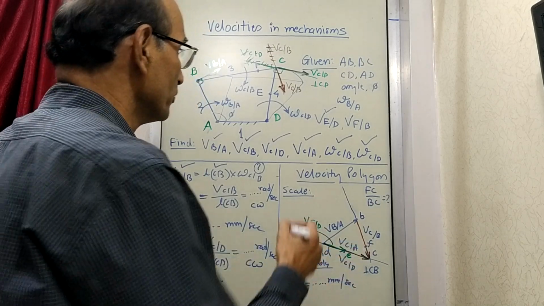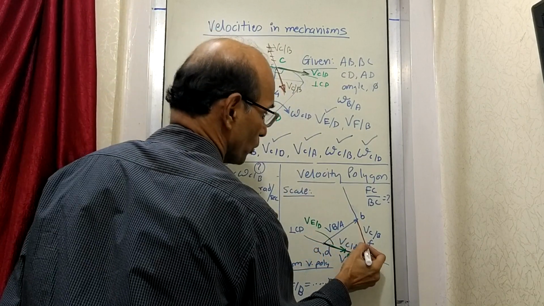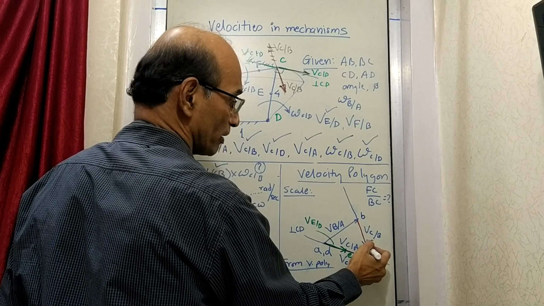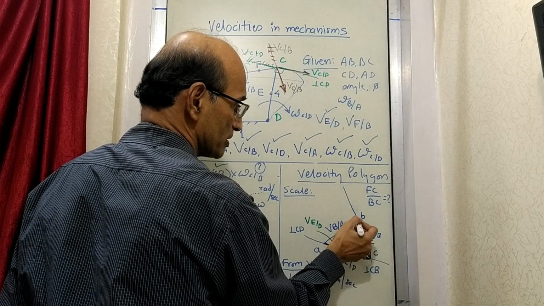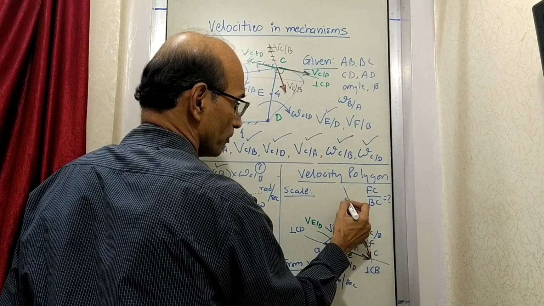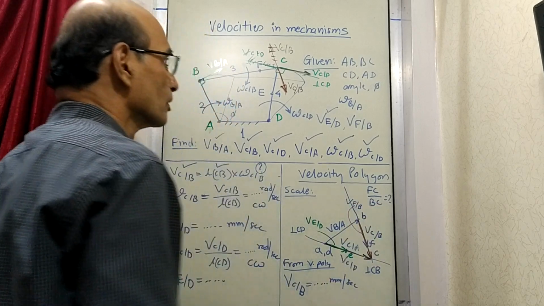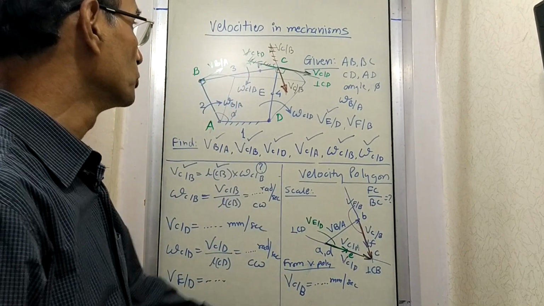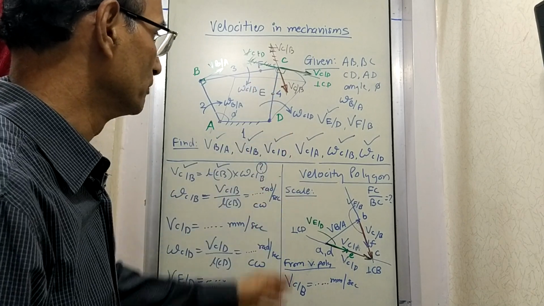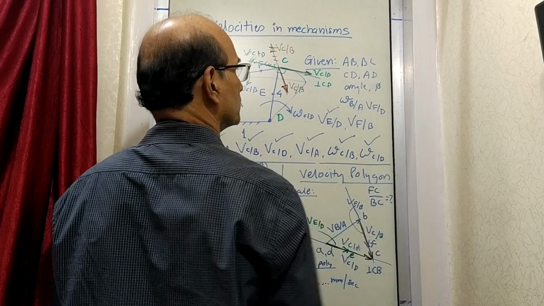And once you know point F, you are asked velocity of F with respect to B. So you have to draw an arrow like this. The vector head is at F and vector tail is at B. So this much from here to here becomes velocity of F with respect to B. Now anything else is asked. Suppose you are asked to find out, let us say, velocity of F with respect to D.